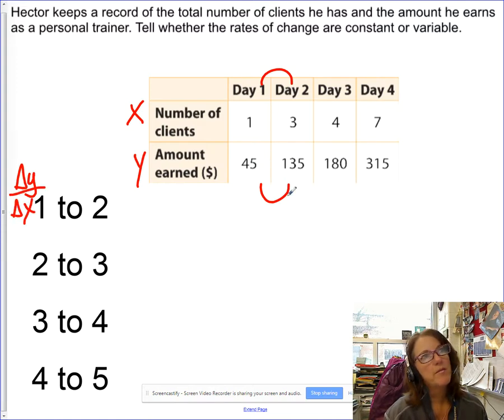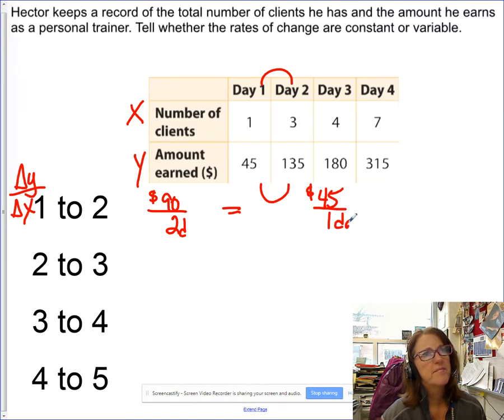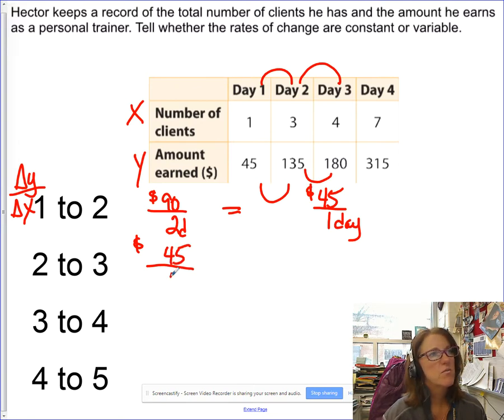Here we go. I went from $45 to $135. That goes in your numerator. Days, it was over 2 days. If I get this as a unit rate and simplify it, it's $45 per day. Now let's go to the next interval, day 2 to day 3. You're going from $135 to $180. This is $45, and it's 1 day. Oh, that's the same as this one, this interval.